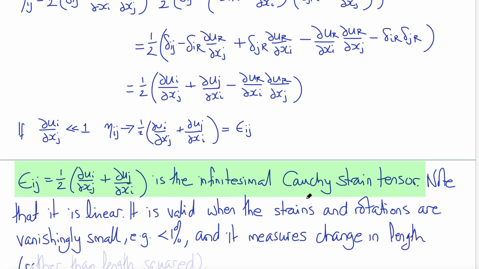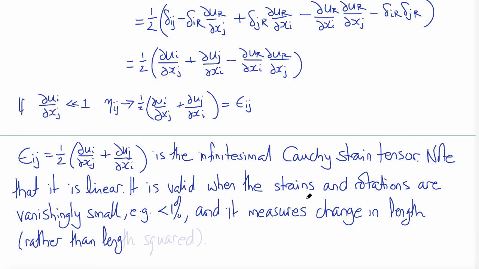But even if the length changes were small, but the rotations were large, then the Cauchy strain could be erroneous because it would incorrectly reflect rotations as though they were a length change. So the Cauchy strain tensor in practice is very useful if the displacement gradients, which contain both length changes and rotations, are on the order of 1% or less. 1% is 0.01, 0.01 squared is 10 to the minus 4, so compared to terms here of order 0.01, an adjustment of order 10 to the minus 4 is acceptable.